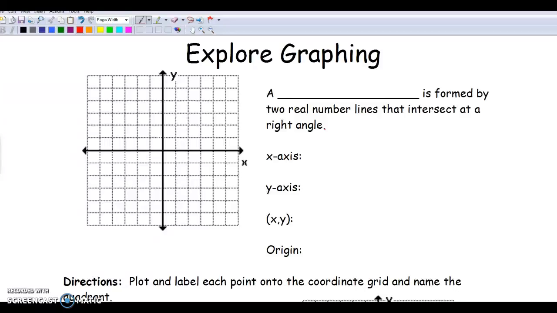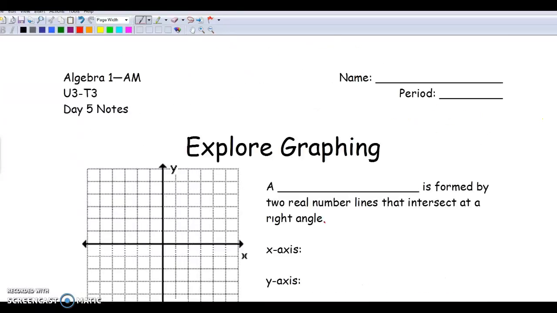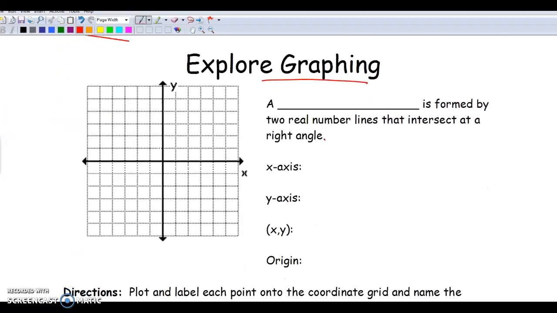So let's go to the day 5 note sheet. Here it is. We've got graphing, which should be review for most of you, but we'll refresh your memory. We've got a coordinate plane. A coordinate plane is formed by two real number lines that intersect at a right angle.